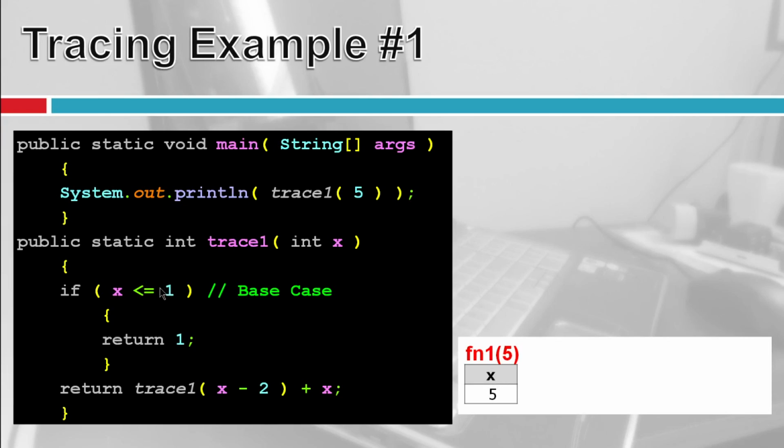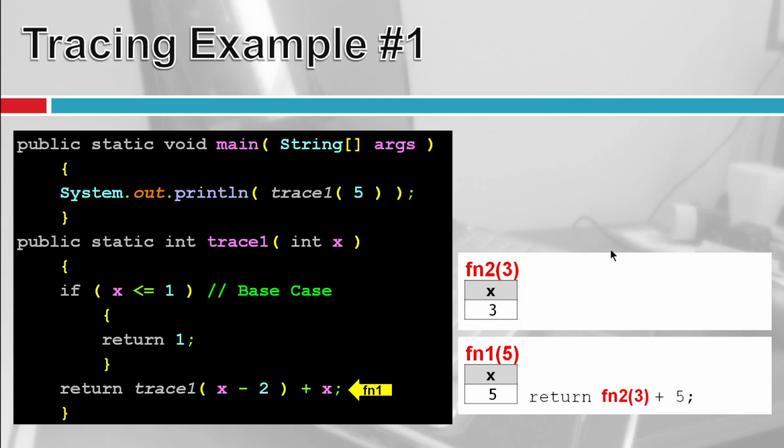X is 5, x is not less than or equal to 1, so it'll skip over this if statement, and then it'll return this, and it's returning itself plus x. So what does that mean? It's returning the call to itself plus 5, and we'll hold on to this. And we'll keep track of where we left off. And the next time through this function, as we come back into trace1, we're now passing it a value of 3. The second time through, we're passing it a value of 3.